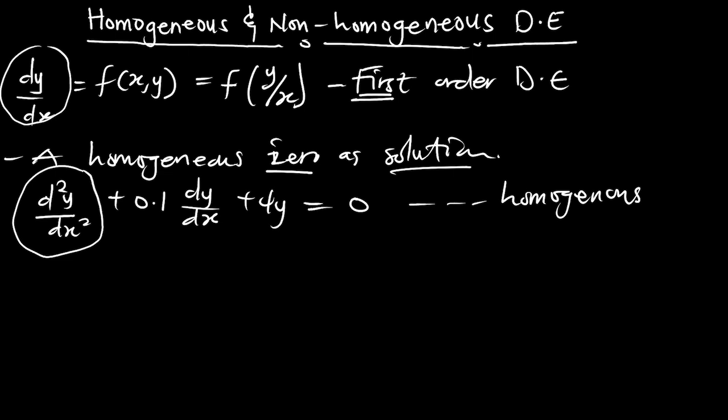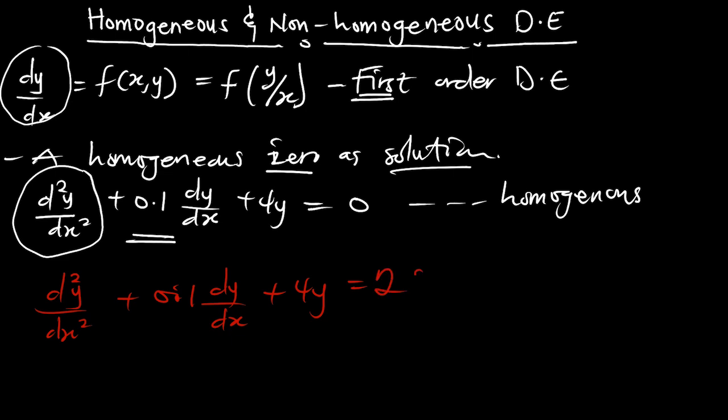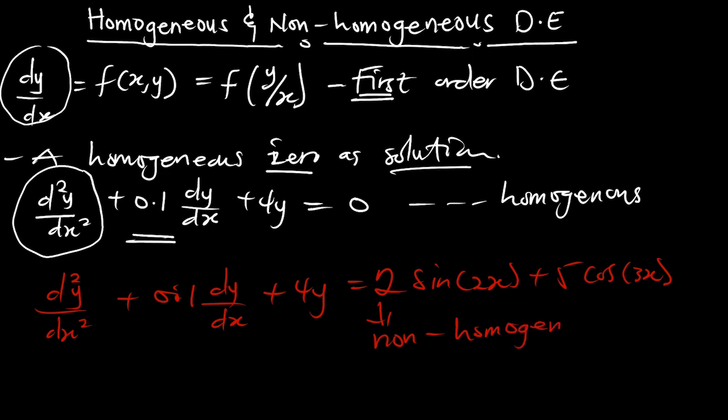If it is having 0 as a solution, just as in this case, then we can also see a non-homogeneous equation in this way, such that if we say d squared y on dx squared plus 0.1 dy/dx, the same equation, but we are writing it to be non-homogeneous, equal to 2 sine 2x plus 5 cos 3x. This is a non-homogeneous equation because it does not have 0 as its solution.